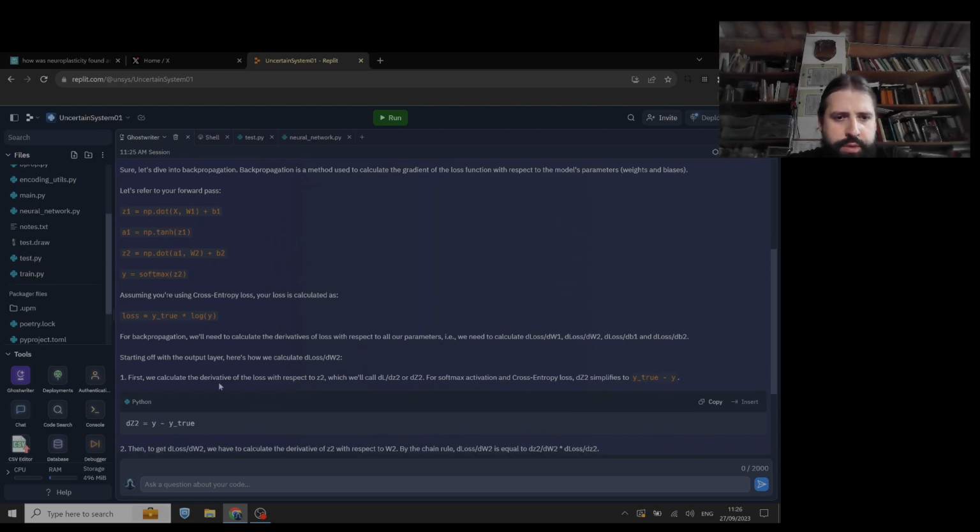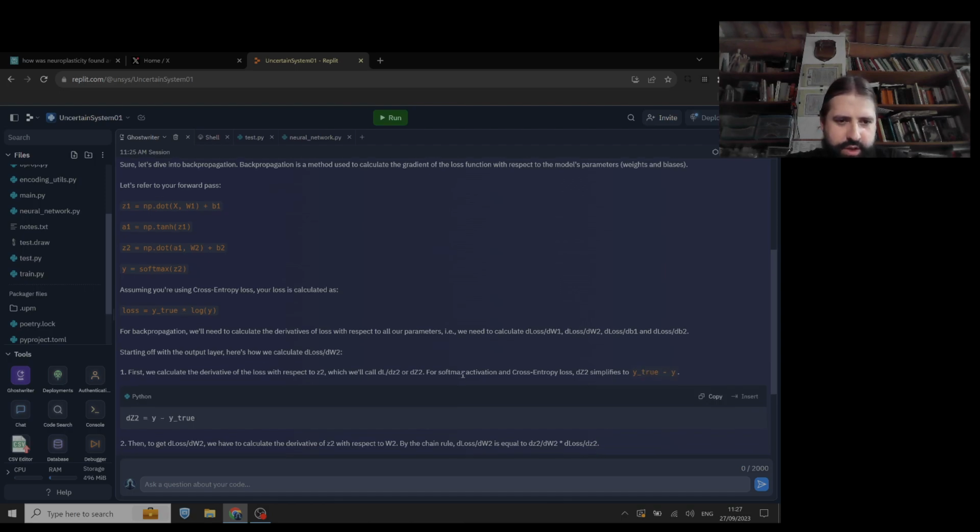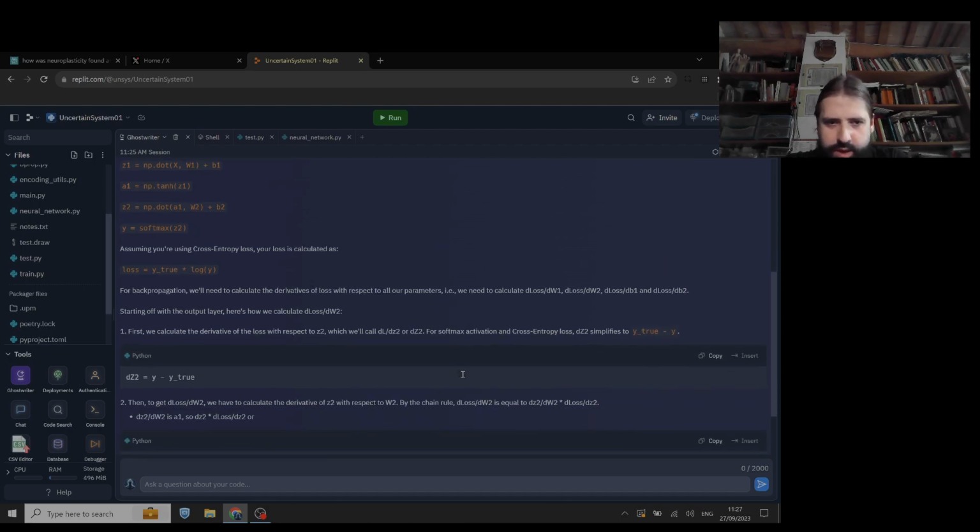First we calculate the derivative of the loss with respect to Z2. For softmax activation and cross entropy loss, dZ2 simplifies to these. Okay, that is just right out of the bat. That's a step they explain. I'd like to dive into the simplification, but let's assume that we understand that's correct.